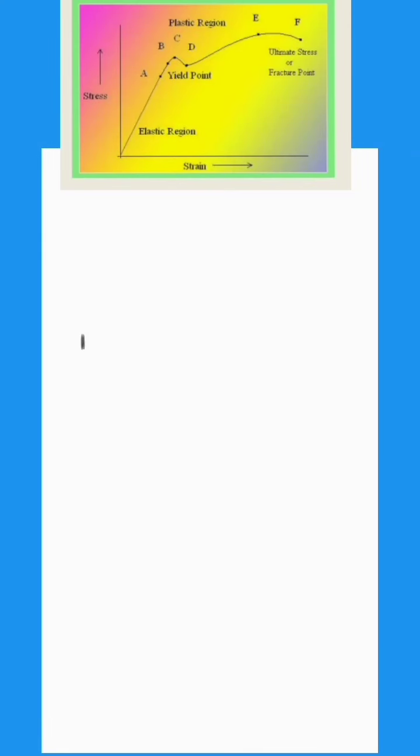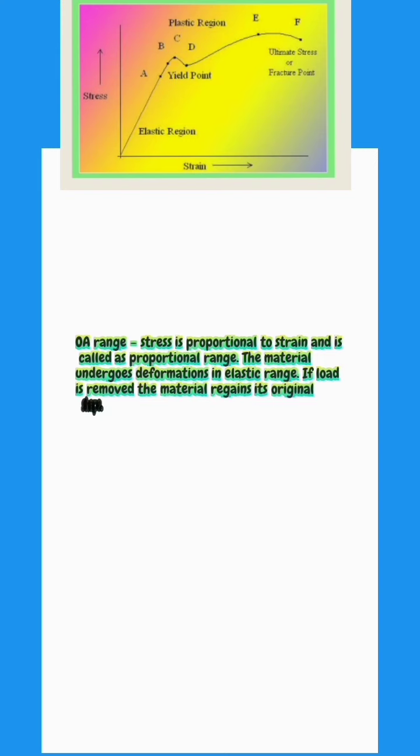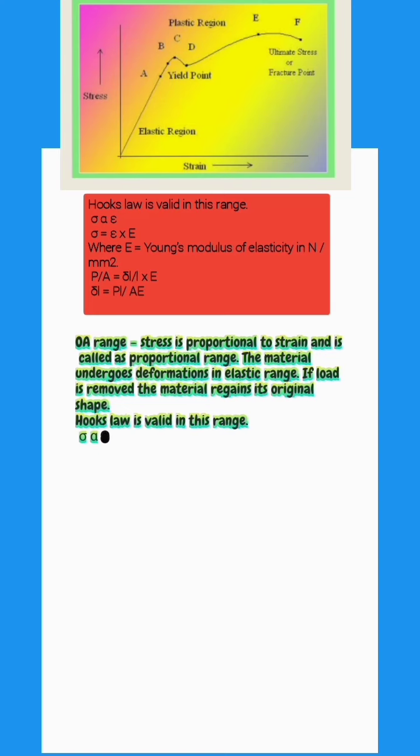When a mild steel circular or square bar undergoes tension in universal testing machine, the stress and strain follows the above curve up to failure. The salient features of above curve are: OA range, stress is proportional to strain and is called proportional range. The material undergoes deformations in elastic range. If load is removed, the material regains its original shape. Hooke's law is valid in this range. Stress is proportional to strain. That is, sigma is proportional to epsilon.